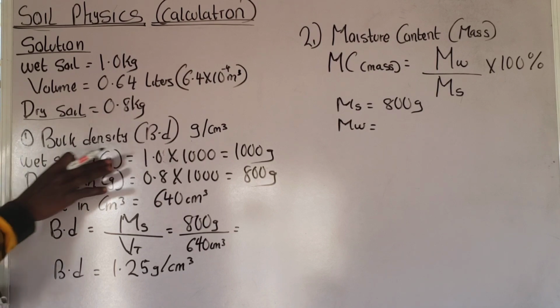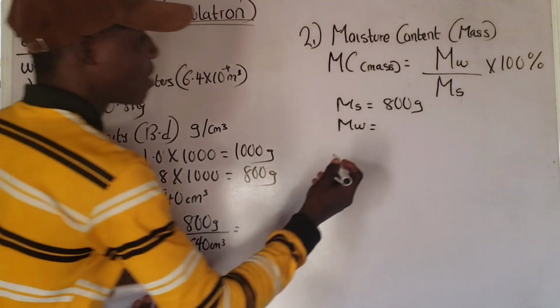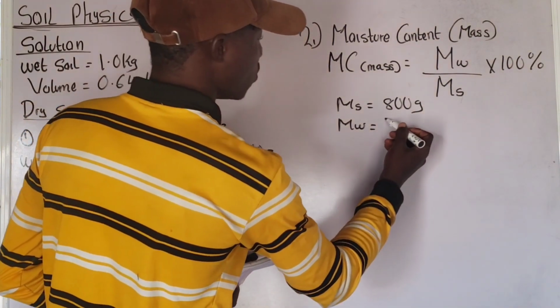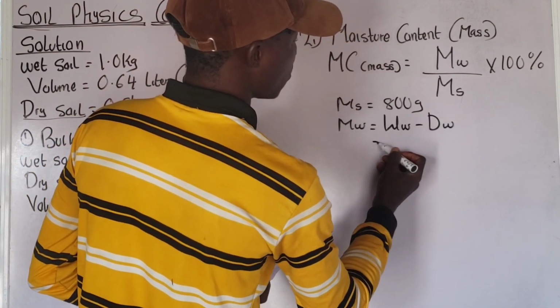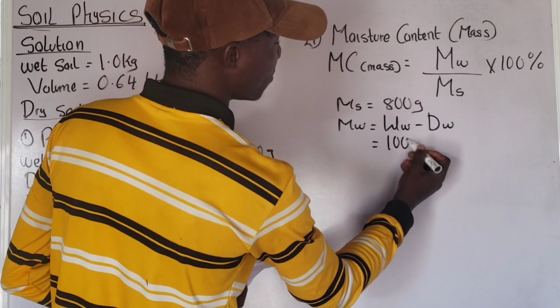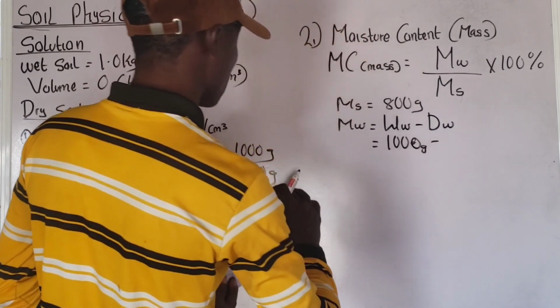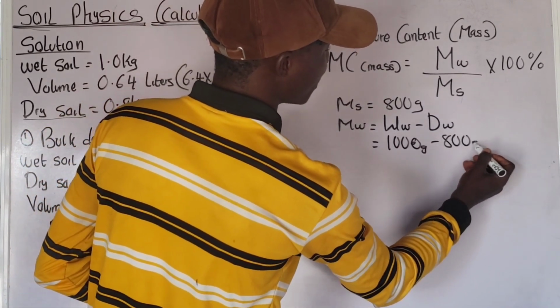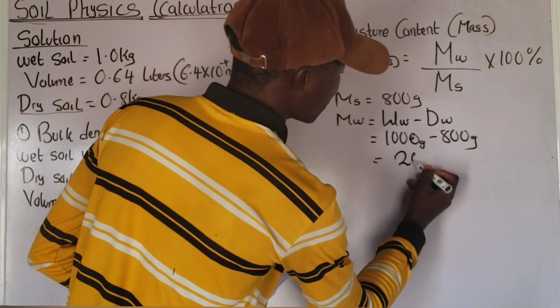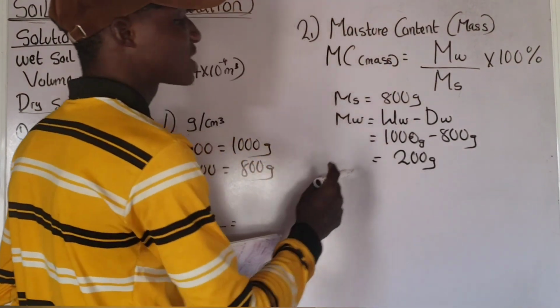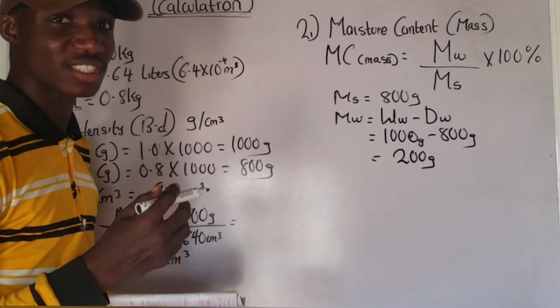The wet soil in gram is what? 1000 grams. So the mass of water equals the wet weight minus the dry weight. You understand? So the wet weight is what? 1000 grams. 1000 grams minus the dry weight. The dry weight is what? 800 grams. 1000 grams minus 800 grams will give me 200 grams. So therefore, the mass of water is what? 200 grams. Do you understand?